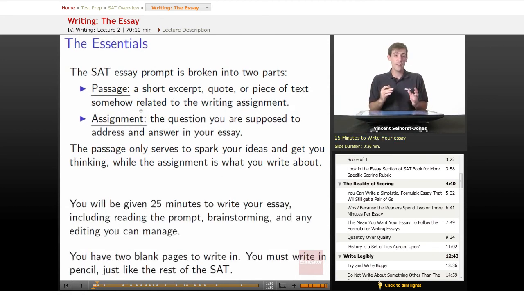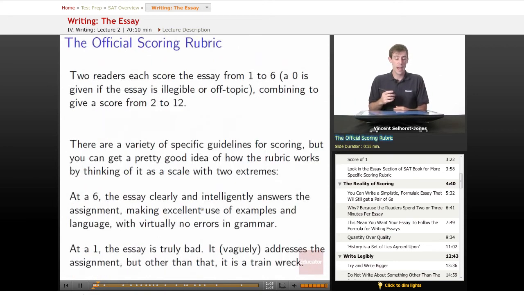You're going to get 25 minutes total, just 25 minutes to write the whole essay. That's going to include reading that prompt, brainstorming anything you're going to figure out about what you will write, and then any editing you manage in addition to actually writing the whole thing. You're going to have 2 blank pages to write in. You could just write one, but as we'll talk about later, you're going to want to write more than just one. You write in pencil, just like you do the rest of the SAT. No surprise there. How is it scored?